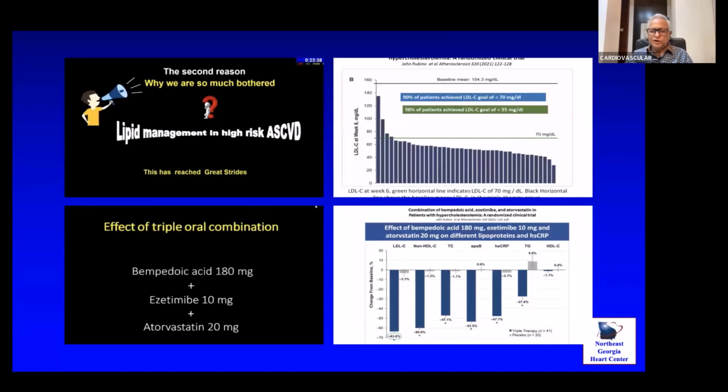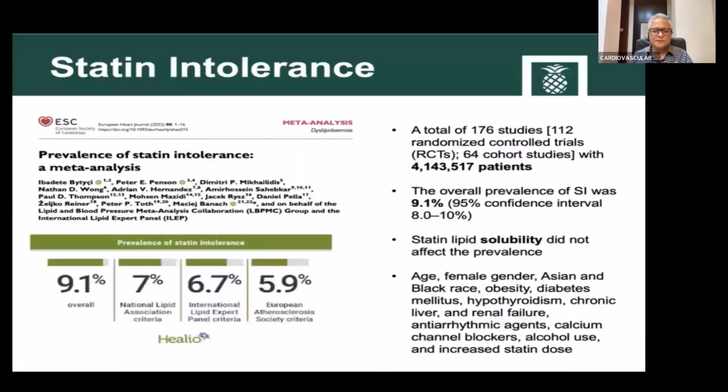So if you are unable to achieve the goal alone with atorvastatin, you can try this combination of bempedoic acid 180 milligram, ezetimibe 10 milligram, and atorvastatin. We call it a triple combo oral therapy. 90% of the patients achieve an LDL-C level of less than 70, and 58% of patients achieve an LDL-C goal of less than 55. And the change is almost 63% with this combo in LDL-C, which is much better than 50-55%.